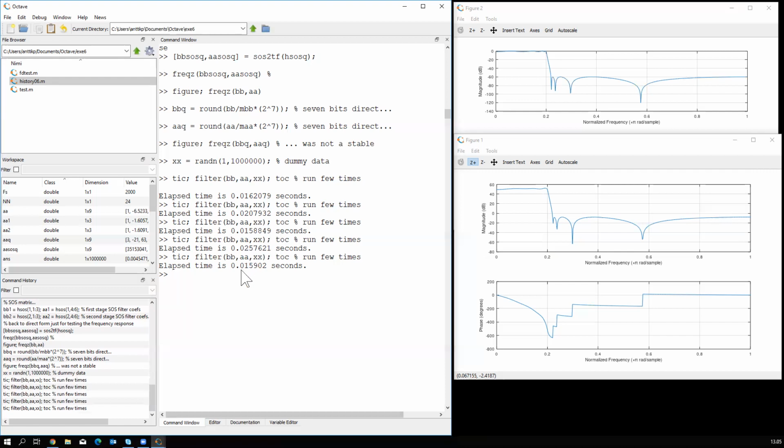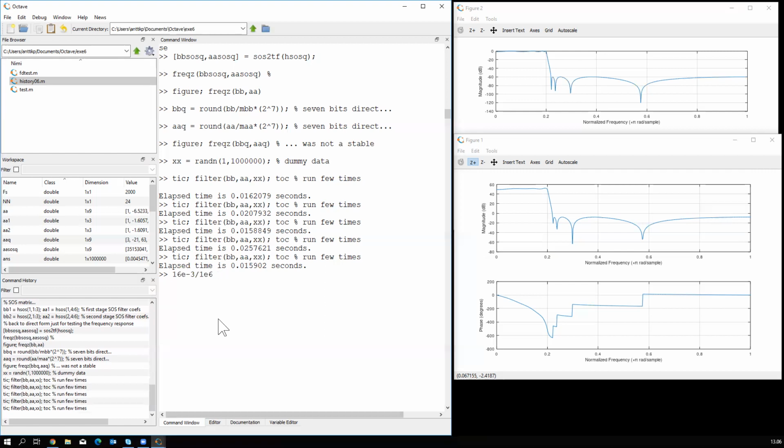So now I got 1 million max operations in about 16 milliseconds. So 16 milliseconds divided by 1 million is how many max operations it can do, how many samples it does.